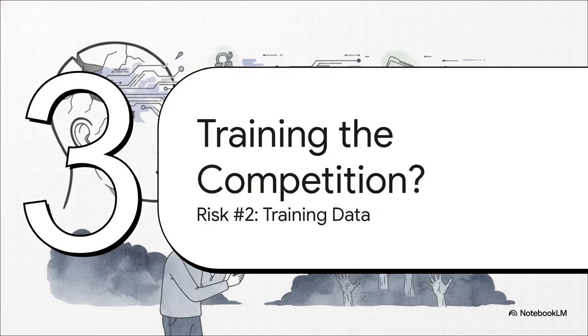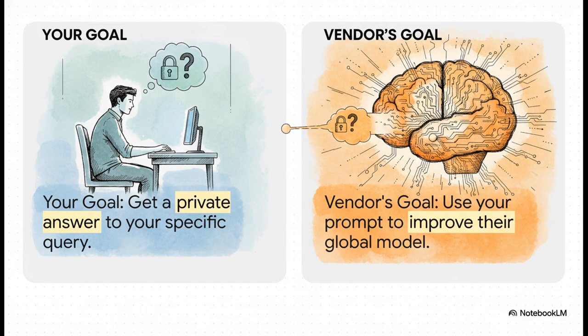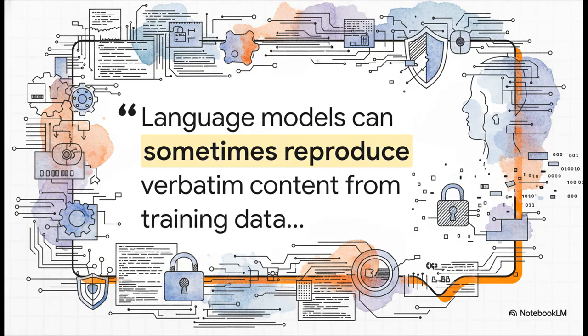Now, this brings us to the second risk. And honestly, for a lot of businesses, this is the one that's truly terrifying. Are you, without even realizing it, training an AI model that your competitors can then turn around and use? This really puts that potential conflict into perspective. On your side, your goal is simple. You want a fast, private answer to whatever you asked. But on their side, the vendor might have a totally different goal. They might want to use your query, your data, your unique problem to make their global AI model smarter for everyone, including your competition.